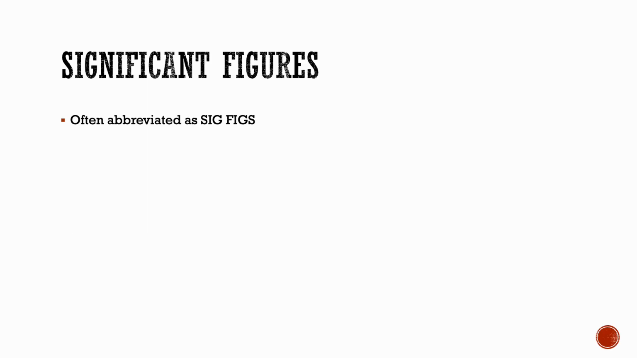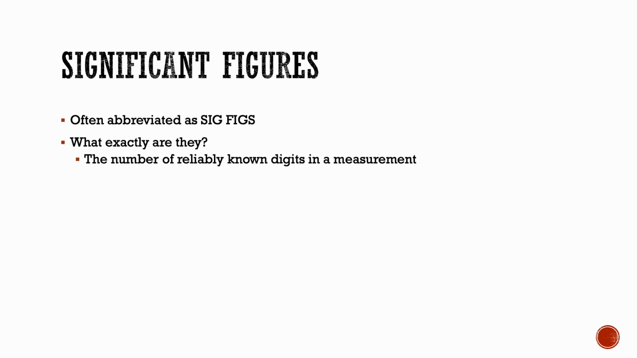I'll often abbreviate these as sig figs, especially if on a quiz or test your answer is not to the appropriate amount of significant figures, so then you can see what you need to work on. So what exactly are significant figures? They're the number of reliably known digits in a measurement. In most cases we can count up how many digits are in a value from a measurement, and that's how many significant figures we have. However, if there is a zero, we don't always count them. So we'll talk about that next.